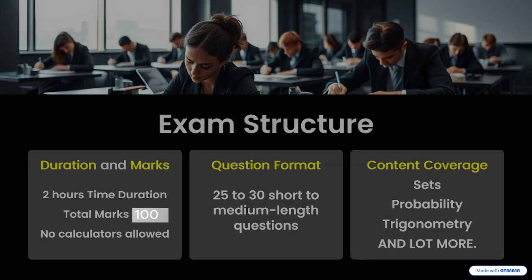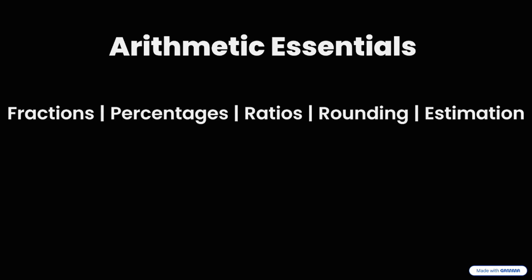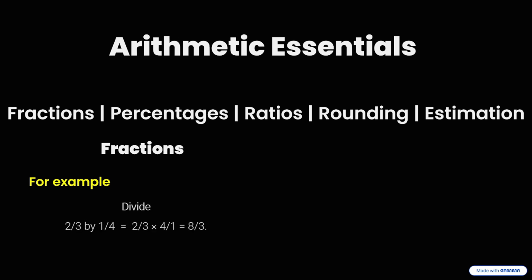Starting with arithmetic, you will often be asked to work with fractions, decimals, percentages, ratios, and sometimes rounding and estimation. For example, a question from a past paper simply said, evaluate 2 over 3 divided by 1 over 4. Now, without a calculator, you need to remember the rule. Dividing by a fraction is the same as multiplying by the reciprocal. So this becomes 2 over 3 times 4 over 1, which is going to give you 8 over 3. That's your answer.